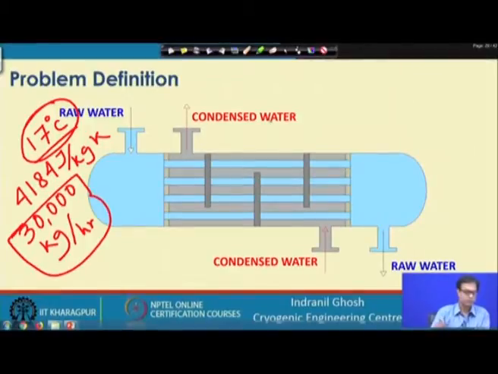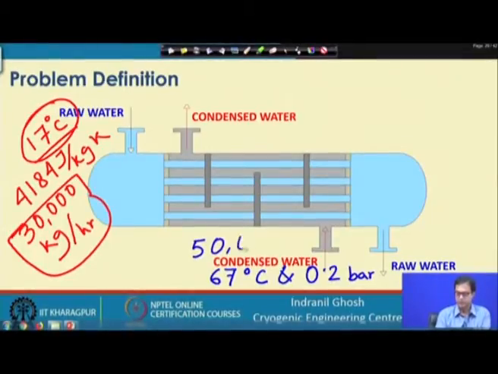What about the condensed water? It is entering at 67 degrees centigrade, and at 0.2 bar. Its flow rate has been specified as 50,000 kg per hour.